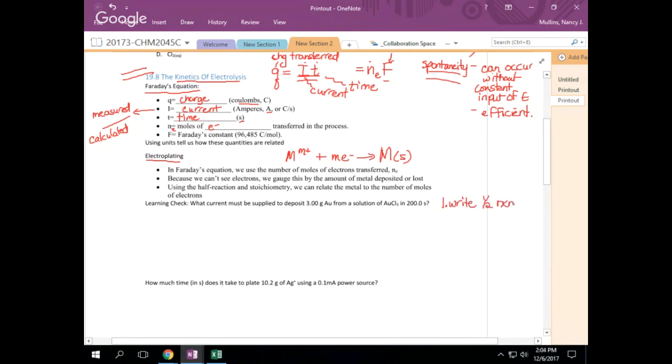Write the half reaction involved. We're trying to make gold from this. The only part I care about is the gold. What charge does gold have when it's in that compound? 3 positive. So how many electrons are going to be needed to make that balance? So in this equation, n sub e is 3 moles of electrons, but that's per 1 mole of gold.